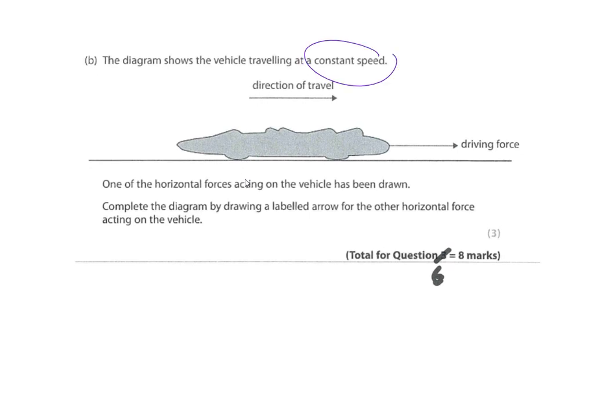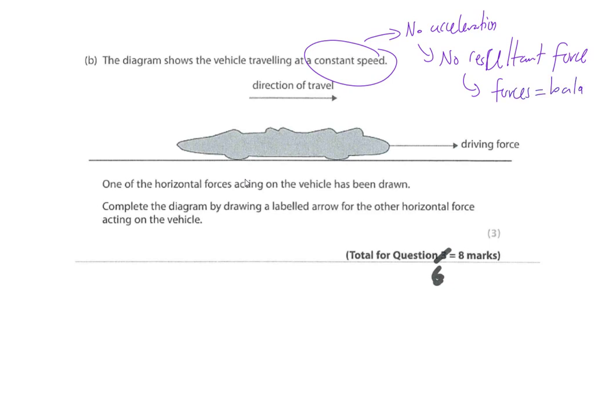Now, constant speed. What does this tell us? Constant speed means that there's no acceleration. If there's no acceleration, this tells us that there's no resultant force. If there's no resultant force, this tells us that the forces are balanced. Now the arrow should be started from the center, but unfortunately it does not. So we need to look at this length here, because remember the four forces need to be equal.